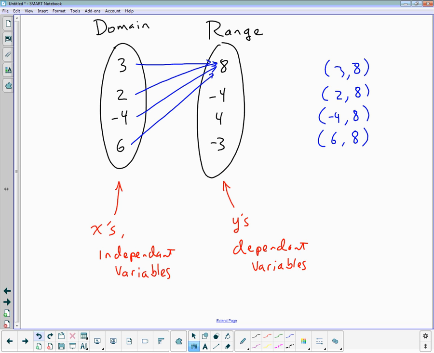Everybody goes to 8. Big deal. It goes to 8. That's okay. It's just when one thing goes to two things that it fails. Question? Does this make sense? Okay.